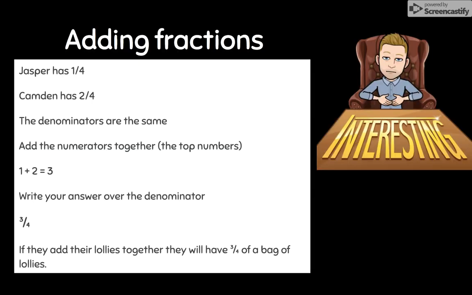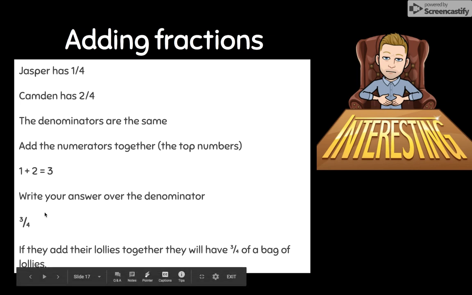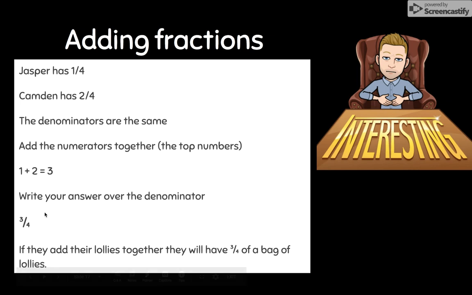Example time. Jasper has 1/4 of a packet. Camden has 2/4 of a packet. The denominators or the bottom numbers in the fractions are already the same. What do we need to do? We need to add the top numbers together. So 1 plus 2 equals 3. Then we need to write the answer to adding the top numbers together over the denominator, which is 4 in our case. So 1/4 plus 2/4 equals 3/4. There you go. If they add their lollies together, they will have 3/4 of a bag of lollies.